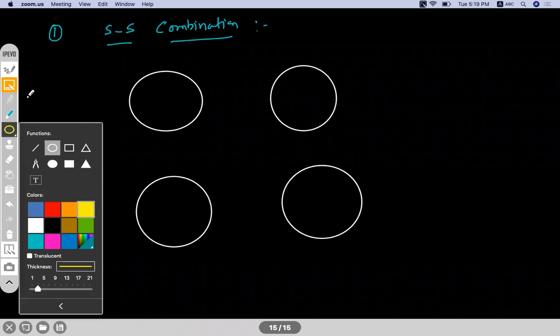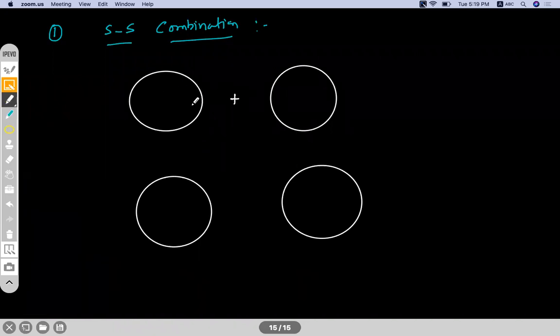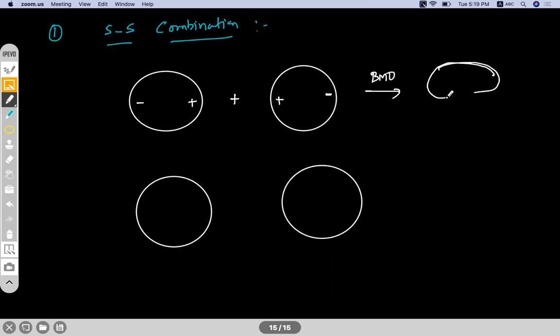This combines with this, and both have the same phase, plus combines with plus and minus with minus. When the same phase combines, this forms the BMO, bonding molecular orbital, which has an elliptical shape like this. A sigma bond forms because the combination is taking place along the internuclear axis.